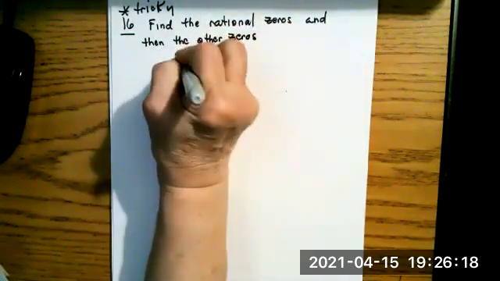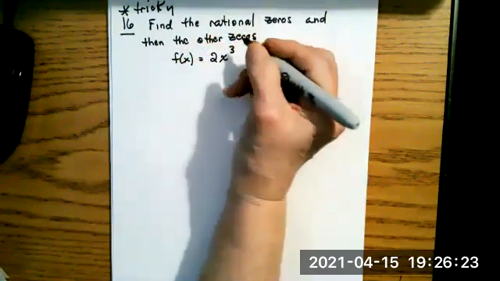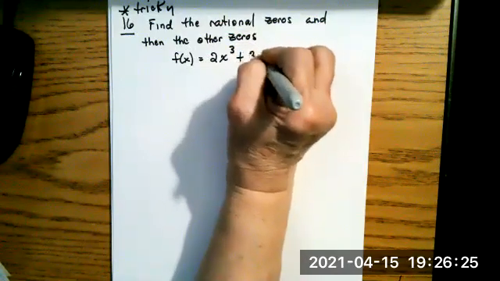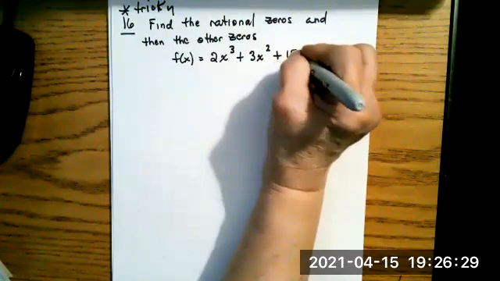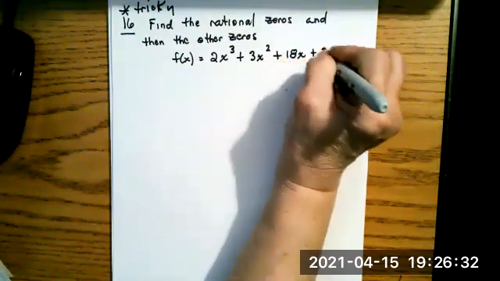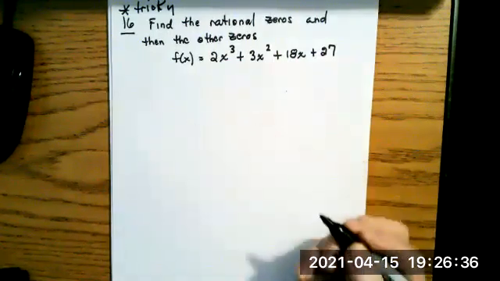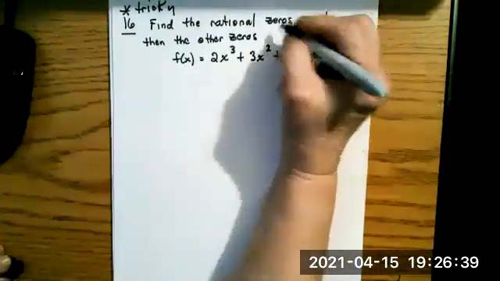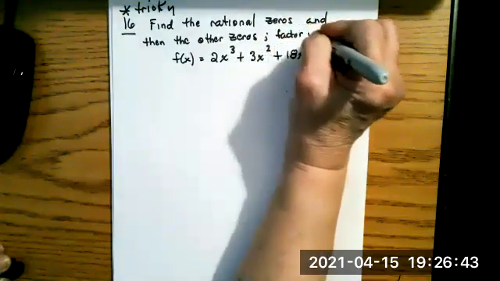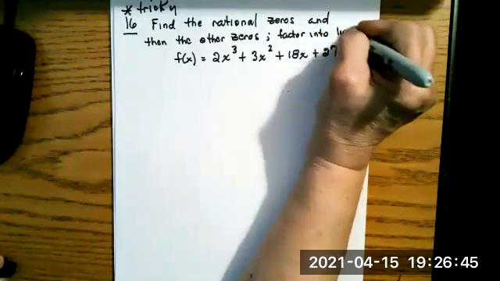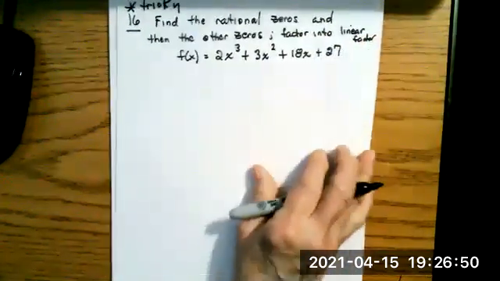And here's your polynomial, 2x cubed plus 3x squared plus 18x plus 27. Then they want us to factor into linear factors. Okay.